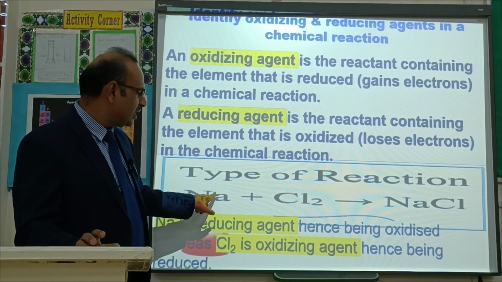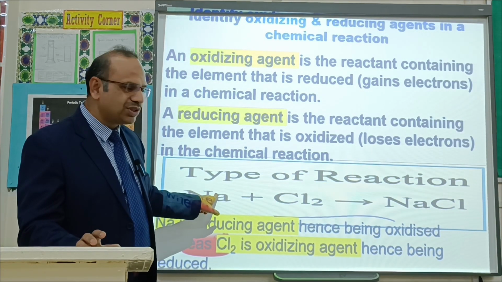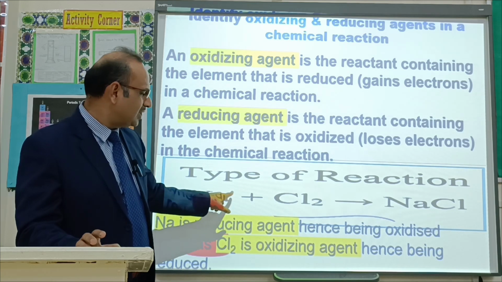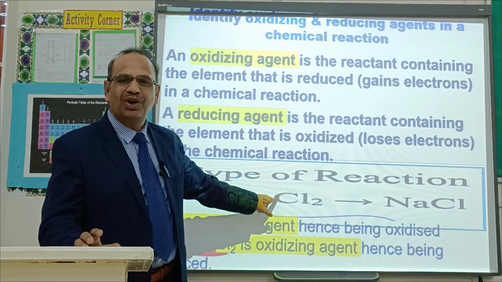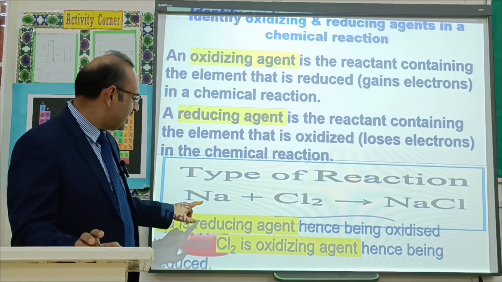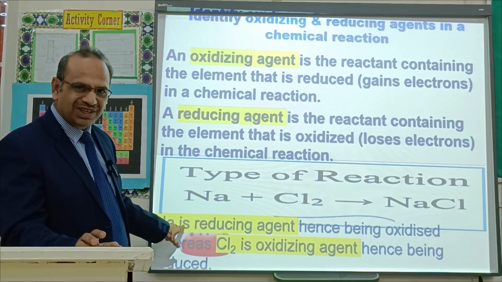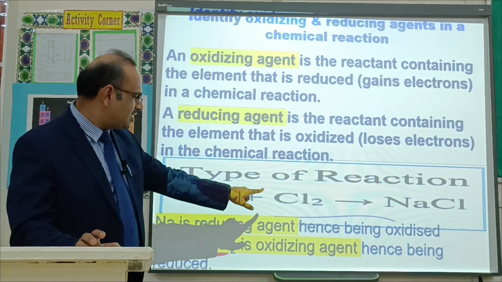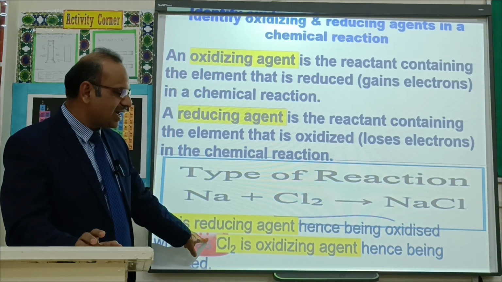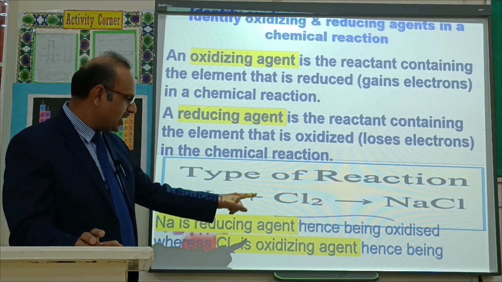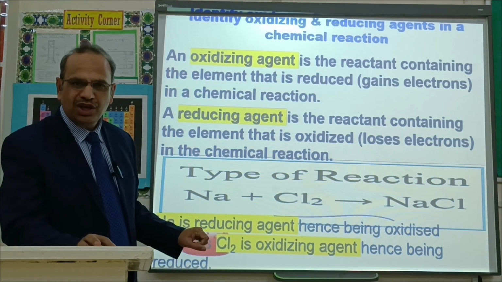As regards sodium, what happened? Sodium lost the electron, so oxidation. As regards chlorine, what happened? It gained the electron, reduction. It means that in this reaction, sodium acts as the reducing agent because it did the reduction of chlorine, and chlorine acts as the oxidizing agent. Being itself reduced, it oxidized the sodium.